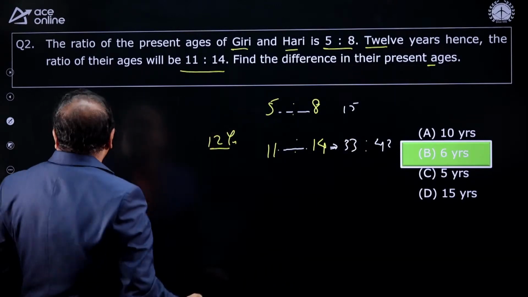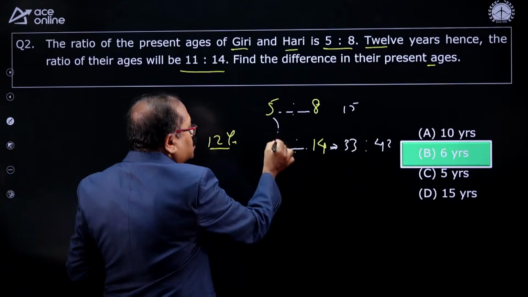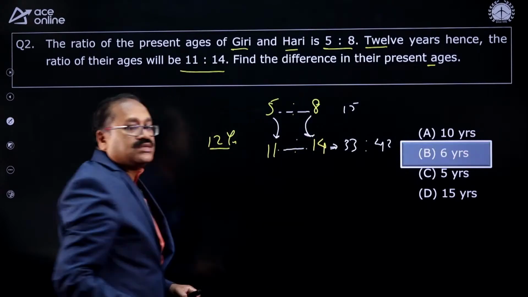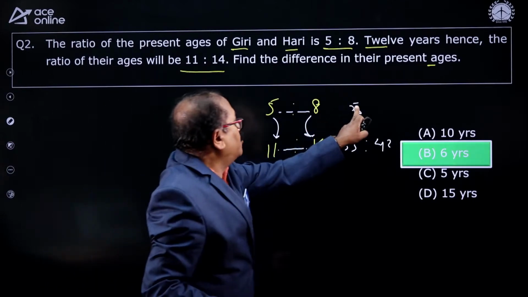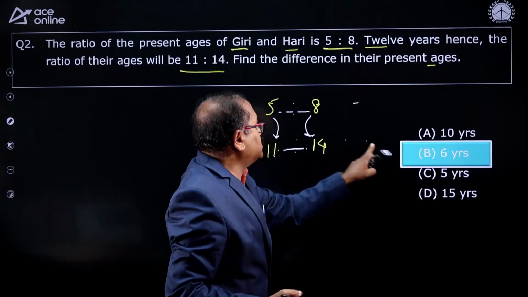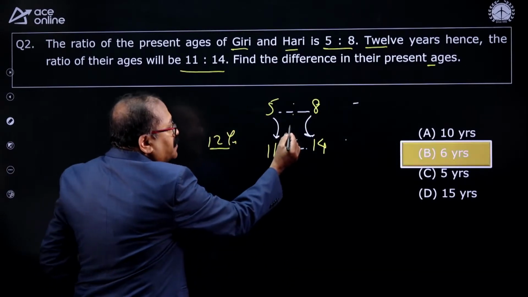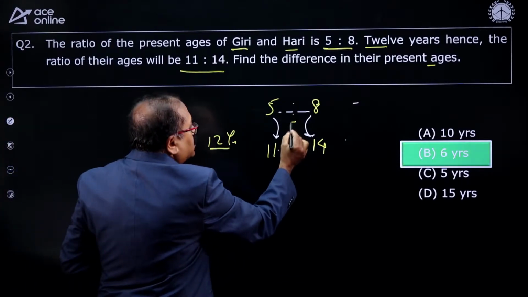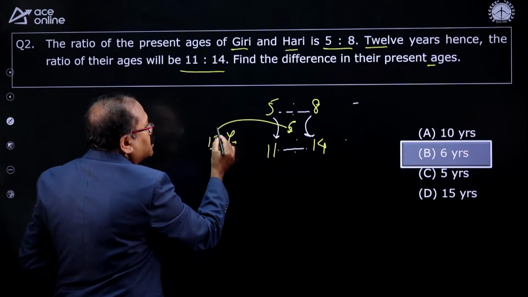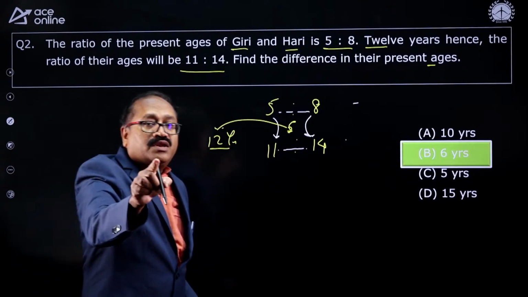Okay, I am making a small mistake over here because I can see the difference over here is 6 and the difference over here is 6. So in both the cases the difference is same. In that case I don't need this one. And if the difference is 6 parts and this 6 parts represents 12 years, then one part will be 2 years.